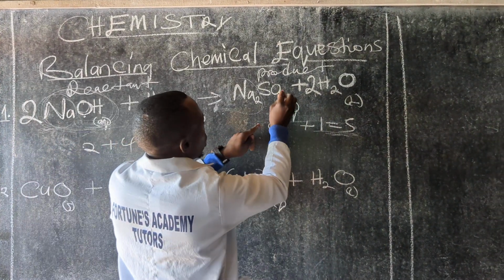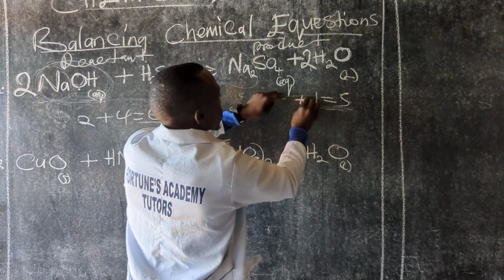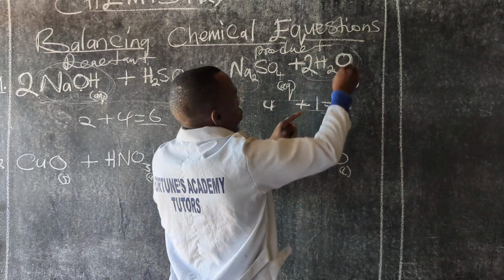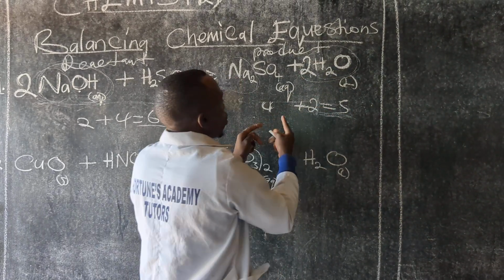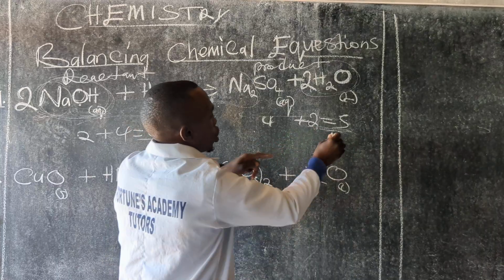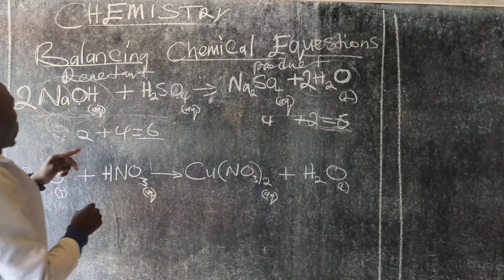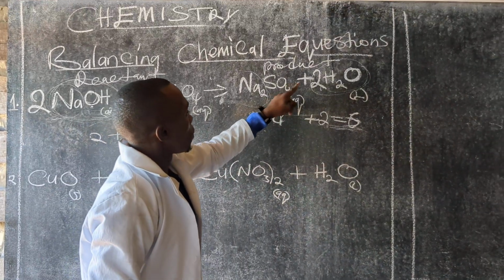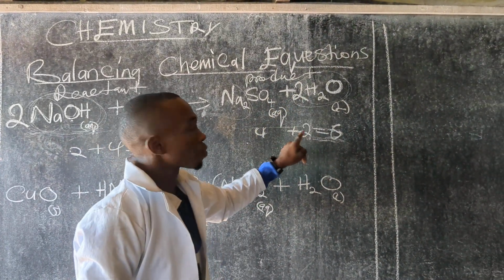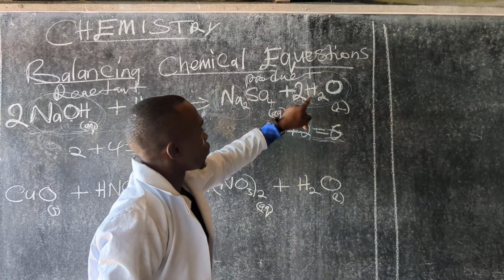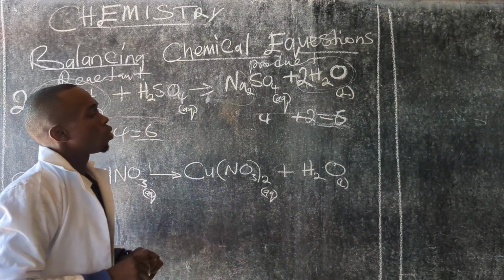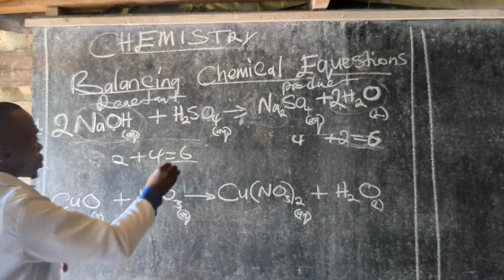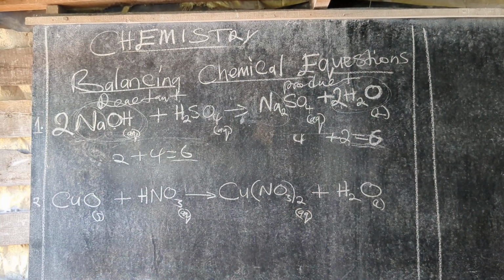Now oxygen here is 4, plus oxygen here, which has changed and is now 2. 2 plus 4 gives us 6. This 2 has affected the hydrogen, and it has also affected the oxygen. So oxygen is now balanced. We have 6 atoms of oxygen on the product side and also 6 atoms of oxygen on the reactant side.